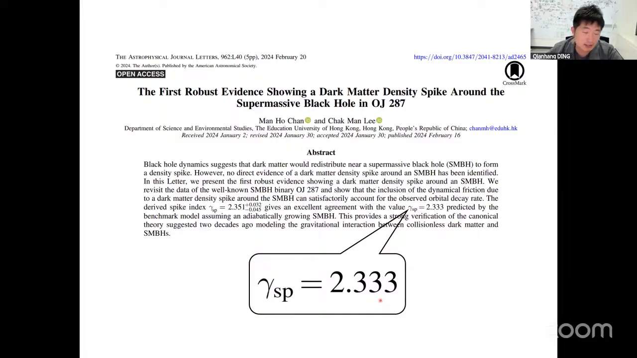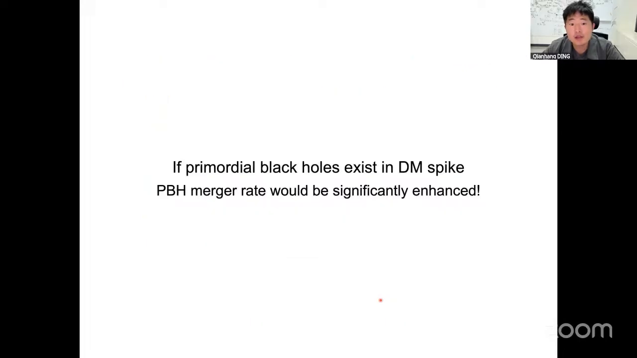So this study is very interesting, but it's just indirect evidence for the dark matter spike, because such an orbital decay rate can also be explained by some other phenomenology. But still, this study is very interesting. So if a dark matter spike really exists, the primordial black holes in the dark matter spike and their corresponding merge rate will be enhanced. So let's see how the merge rate will be enhanced by the spike.